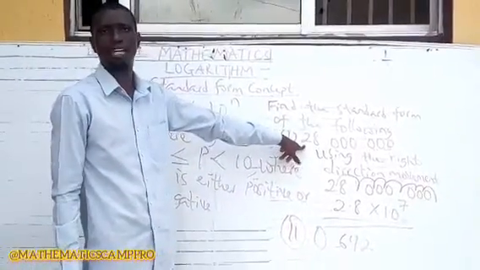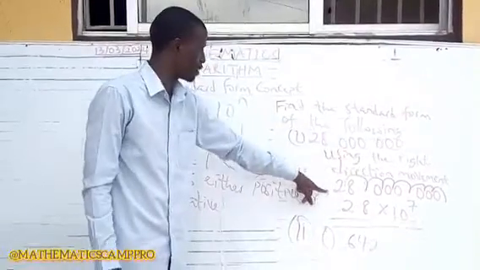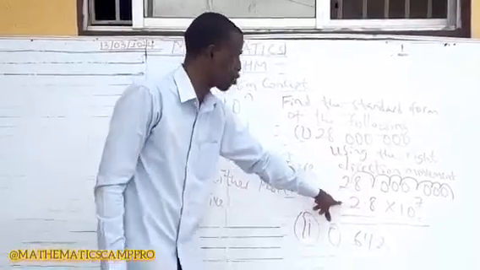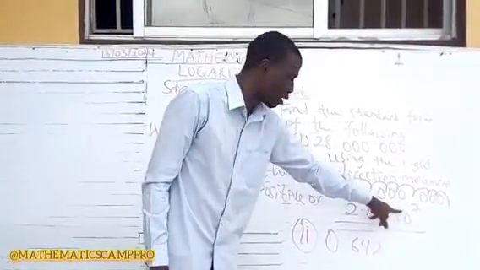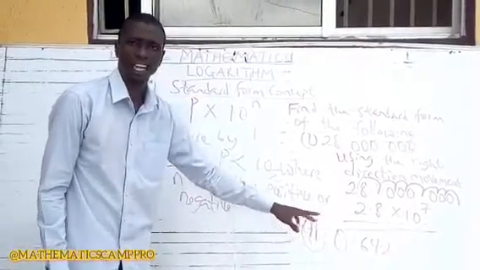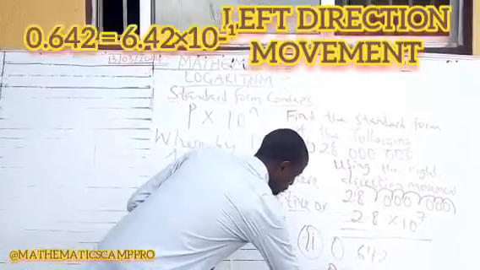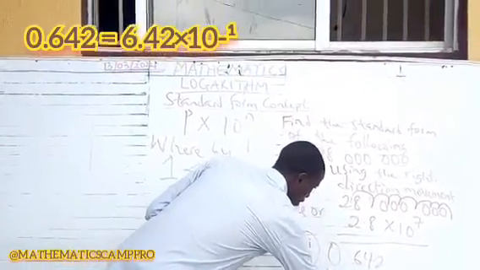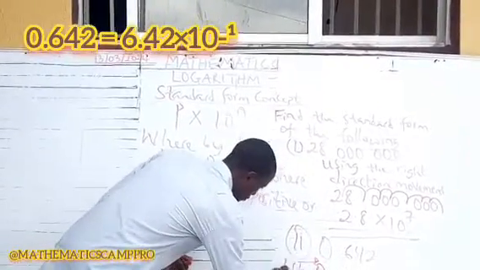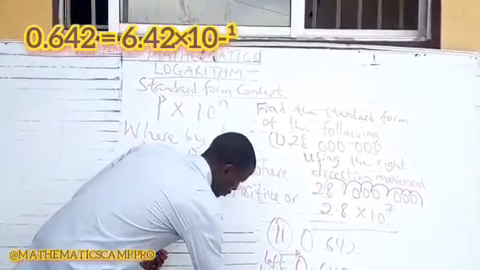If you look at this number, definitely it's greater than 1, 28 million on the board, and I've successfully written it in standard form, that is 2.8 times 10 raised to power 7. Now I want to write this in standard form. I'm going to apply the left direction movement. I'm going to move in this direction, that is the left direction movement.